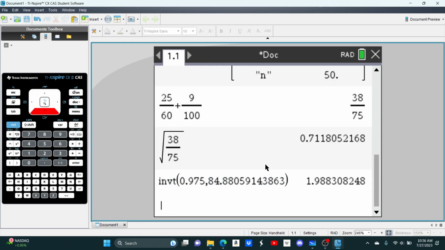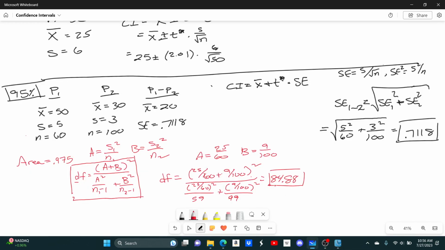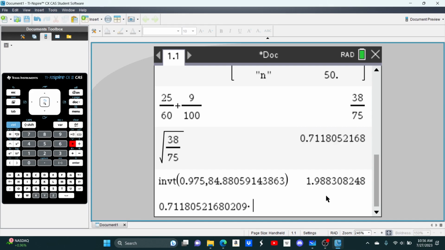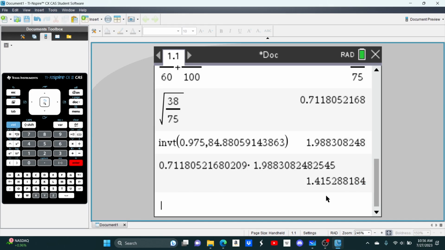Right? Which means our margin of error, this right here is our margin of error, is equal to that t-statistic we calculated, or t-critical value, multiplied by our standard error, which we calculated before. It's going to be that times that, which gives us 1.415.